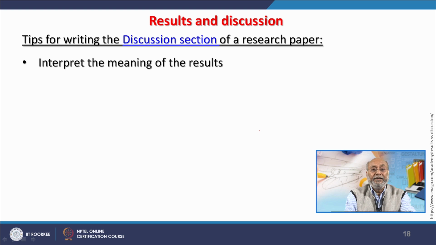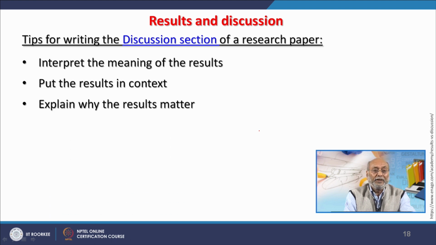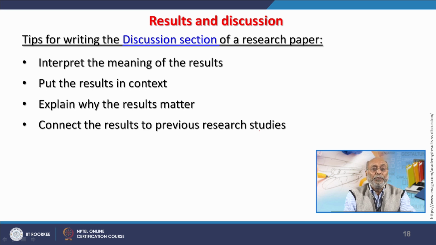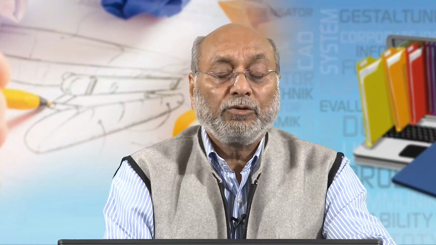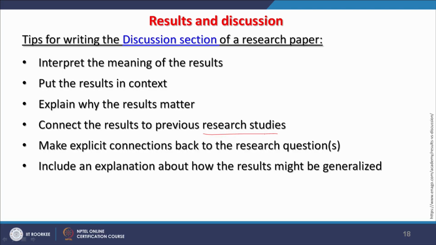Now, tips for writing the discussion section: interpret the meaning of results, make inferences and significance, that is, the importance of the results and the importance of your study should always be there. So, put the results in context, explain why the results matter and connect the results to previous research studies: earlier research was done up to this, I have innovated something, I have added novelty to it, I have done a completely different way of analysis. That difference from the previous research should be shown or rather highlighted here, and also make explicit connections back to the research questions, objectives or hypotheses which we have raised. So, here one should also include in the discussion section an explanation about how the results might be generalized.